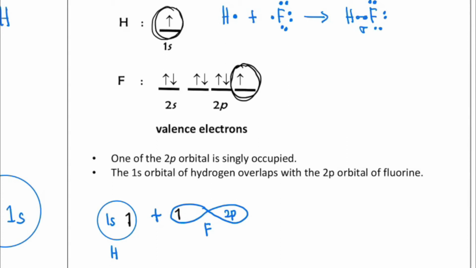Tapi once dia dah overlap, dia dalam bentuk opposite spin. Okay, so kita draw dia punya overlapping. Okay, so this is hydrogen 1s and then overlap with fluorine, and then electron here is oppositely spin. Okay, and don't forget to label the sigma bond dekat kawasan overlapping tu. Okay, so settle drawing overlapping of S and P orbital in HF bond.